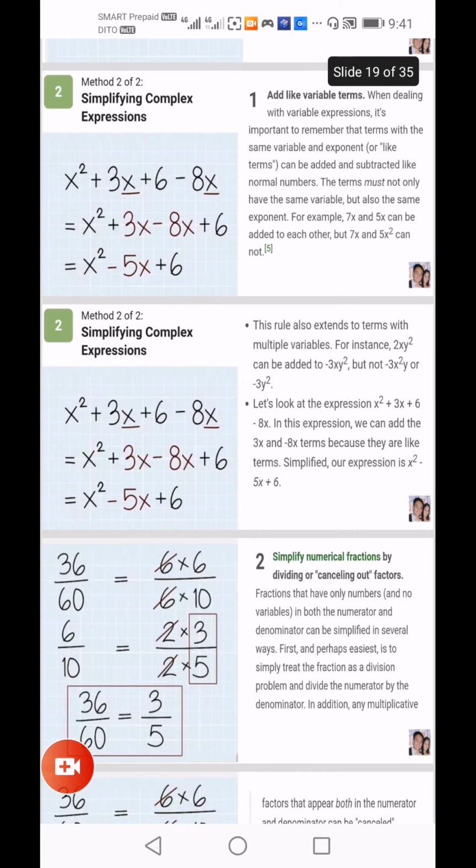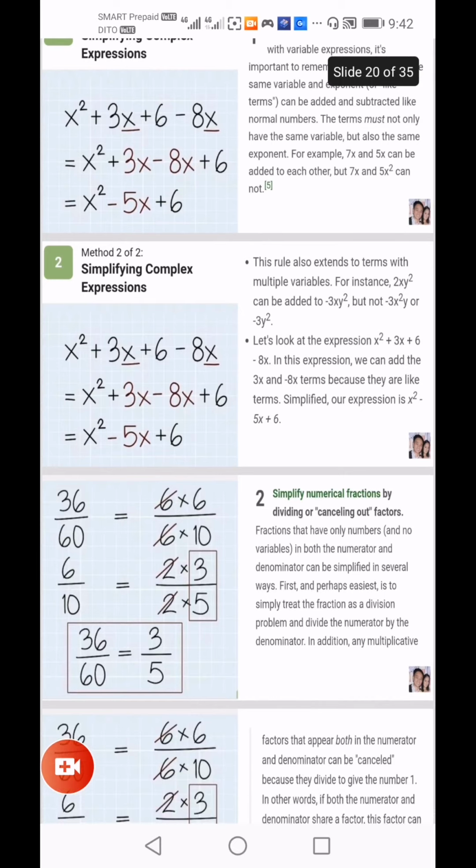This rule also extends to terms with multiple variables. For instance, 2xy squared can be added to negative 3xy squared, but not negative 3x squared y or negative 3y squared. Let's look at the expression x squared plus 3x plus 6 minus 8x. In this expression, we can add the 3x and negative 8x terms because they are like terms. Simplified, our expression is x squared minus 5x plus 6.